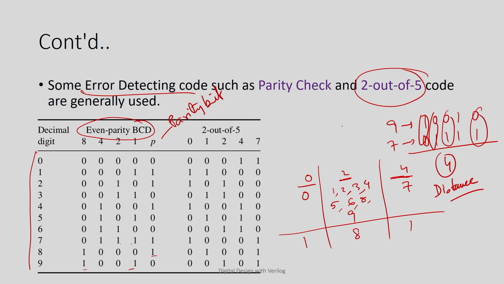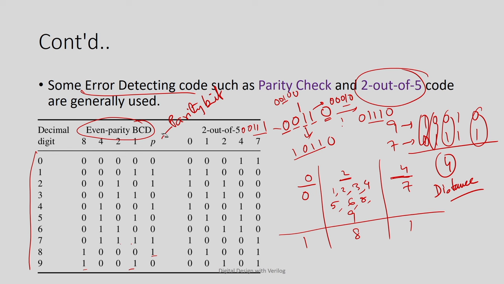Suppose I have 0 0 1 1 0, and a single bit flip happens. If the flip happens here, I will reach 1 0 1 1 0. If the flip happens here, I will reach 0 1 1 1 0. If the flip happens here, I will reach 0 0 0 1 0. If the flip happens here, it will be 0 0 1 0 0, and if the flip happens here, I will reach 0 0 1 1 1. You see the number of 1s is 3, 1, 1, 3, 3. There is no such encoding which has 3 ones, so I can safely say that if a single bit error happens, I can detect it with this.